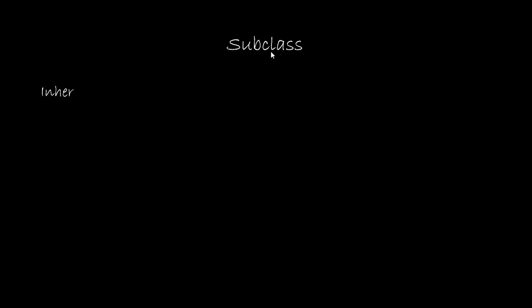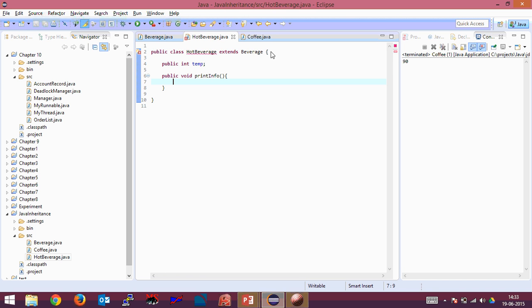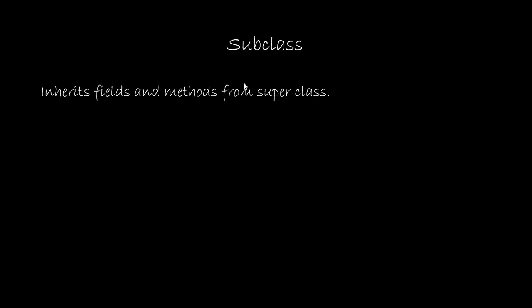Apart from this, a subclass also inherits fields and methods from the superclass. So inside this thing, we can print price or quantity just like we can print temperature. So we can use price as if it has been defined inside the class hot beverage. This is because hot beverage is inheriting this particular property from beverage class. Same holds true for the methods as well. So you can use getPrice as if you have defined it inside this class itself because of inheritance.